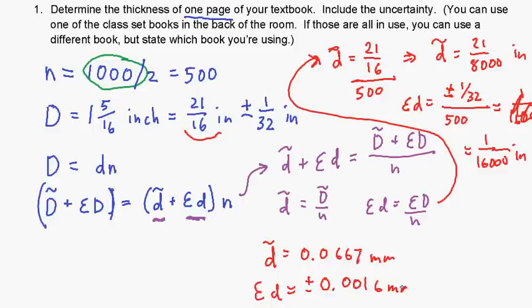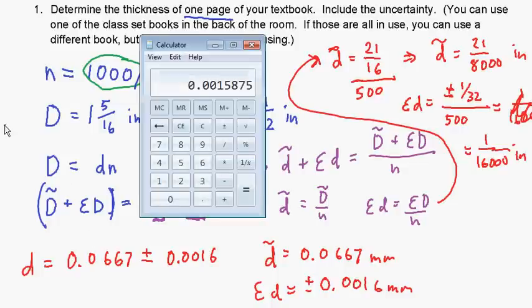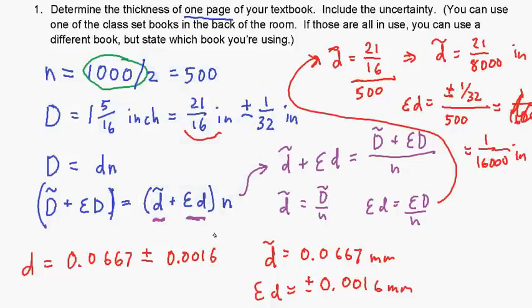0.0016 millimeters. So what I get is, I'm just going to write over here, d, little d, which is the thickness of one piece of paper, is 0.0667 plus or minus 0.0016 millimeters. Was it 1/6 or 1/7? Oh, yeah, it should be 1/6. Okay, great.